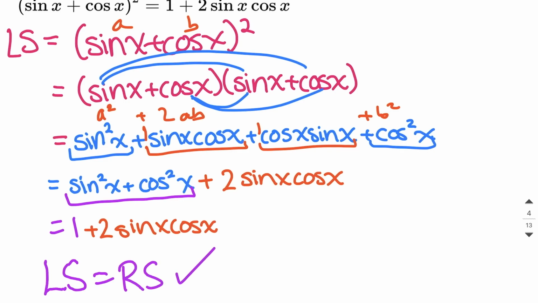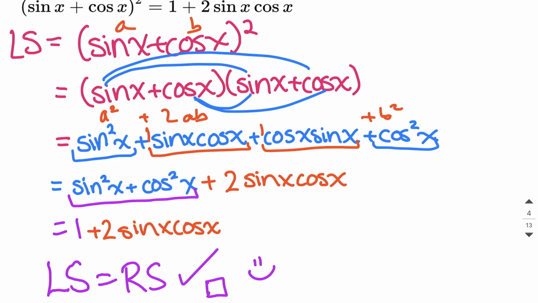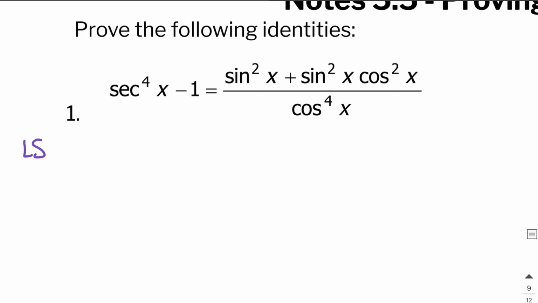Boom, done. So we can put a check, we can put a box, we can make a smiley face. I mean, that's not really mathematical, but go for it because it's exciting that you have shown this identity is true. So for question number 1, I'm going to take the left side and I'm going to see what I can do with this right here. So first thing I'm going to do is I'm going to rewrite this in terms of cosine.